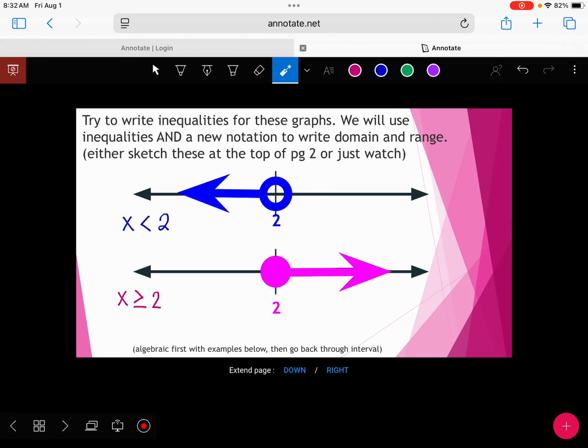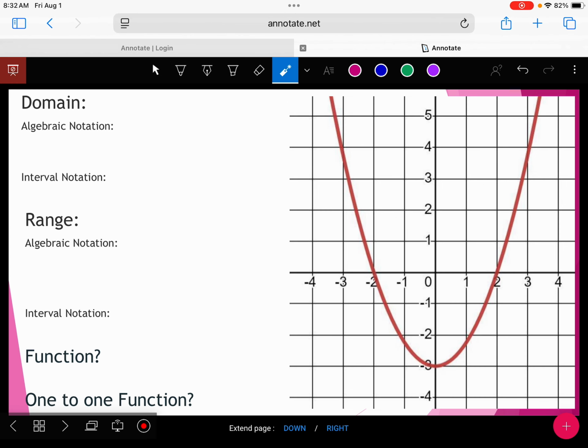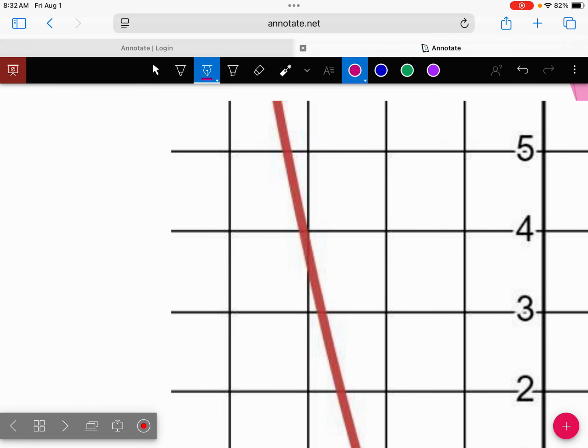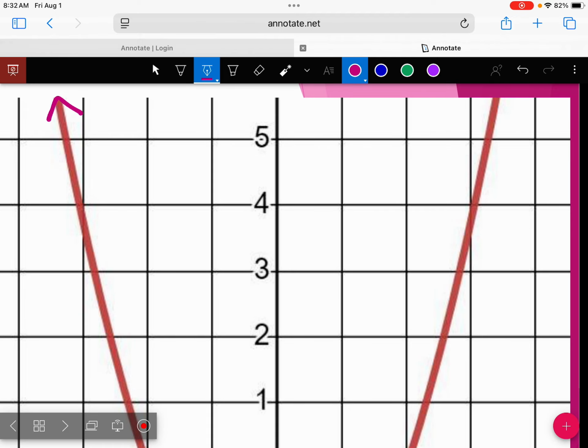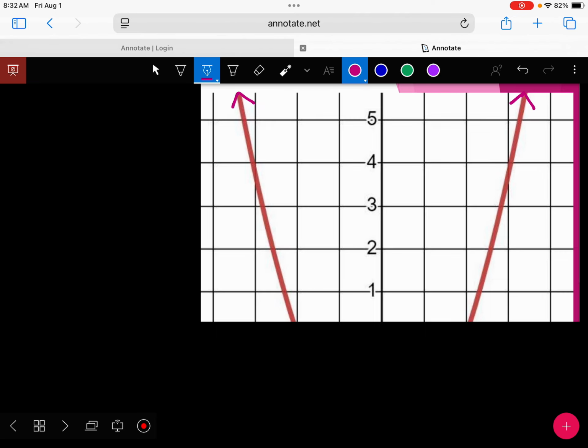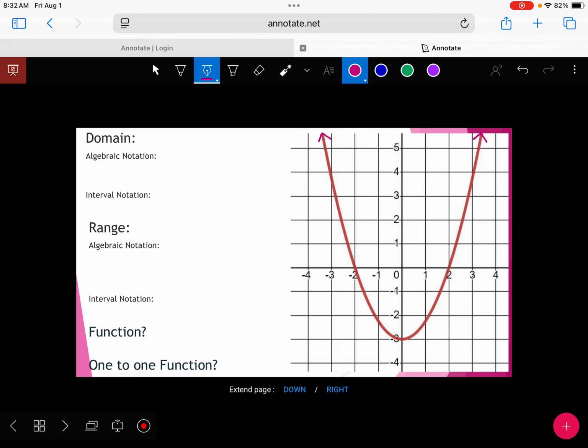Okay. So we're going to start with our algebraic notation. So we're going to look at these 3 examples that we have here, and we're going to write our domain and our range, and we're going to test to see if they are functions or not functions. So we're going to start by looking at this guy here. These graphs are all supposed to have arrows on them, but there was a formatting issue, so they are all supposed to have arrows at the top. So let's take a look at this one.